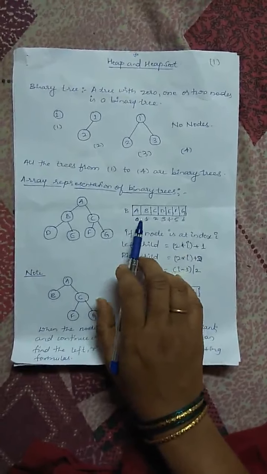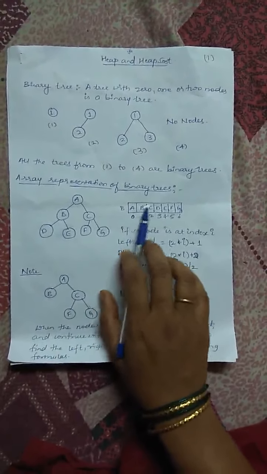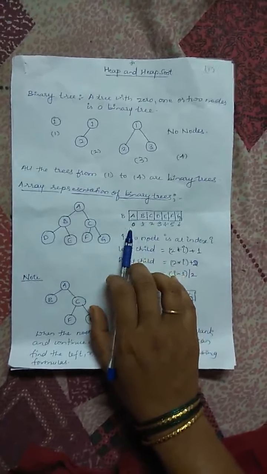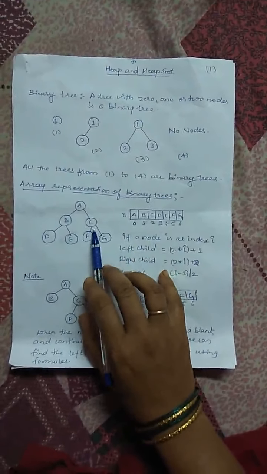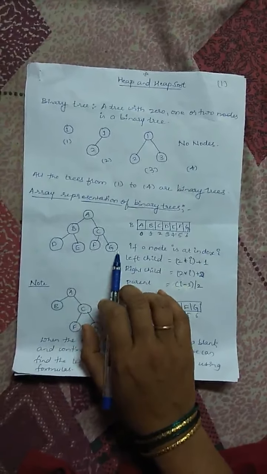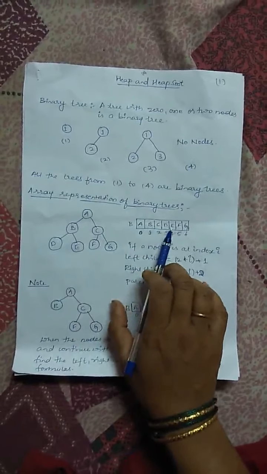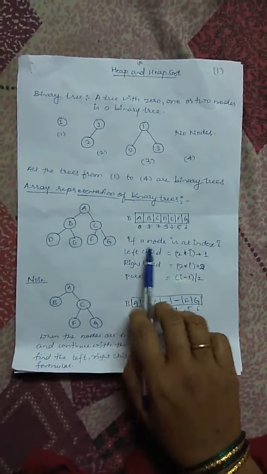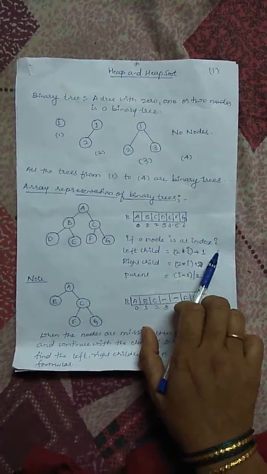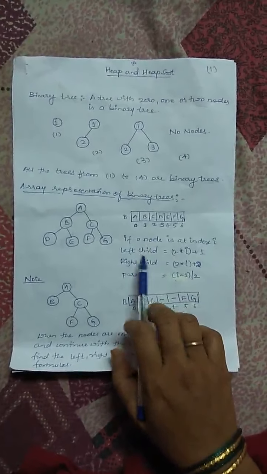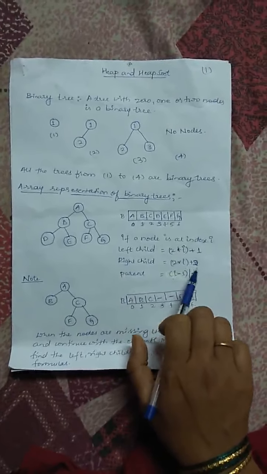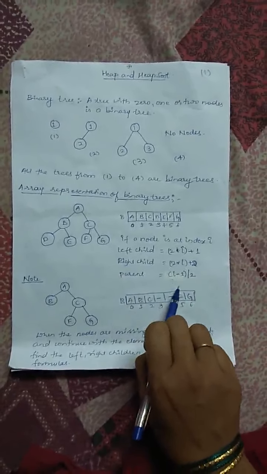You can ask me a question: if we represent in this array format, how do we find the root of that node, left child and right child? If it is a tree representation, easily you can find out who is the root and who is the left and the right child. But in the array representation, for that we are having certain formulas. If a node is present at an index I, its left child is got by this formula, that is 2 into I plus 1. Right child is got by 2 into I plus 2. And its parent node is got by (I minus 1) divided by 2.